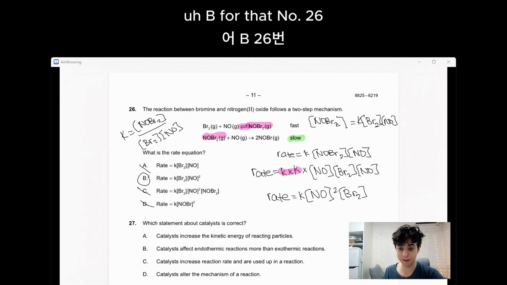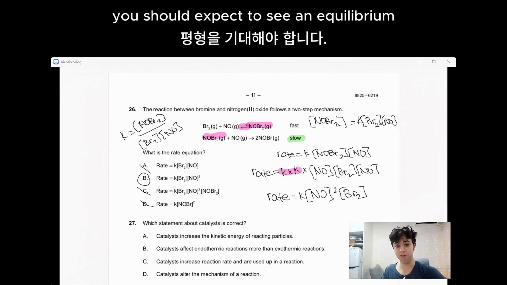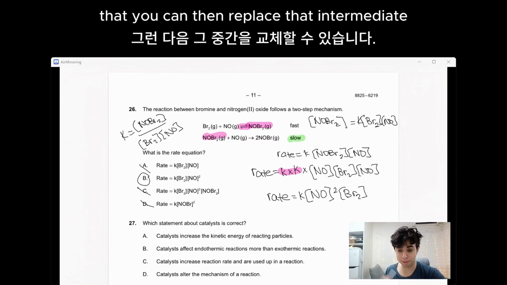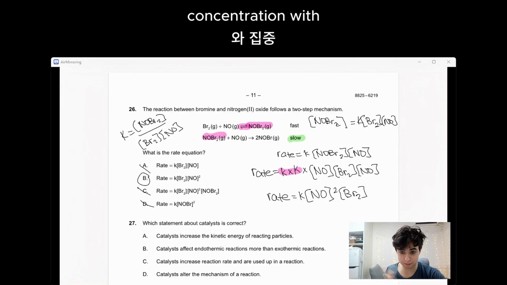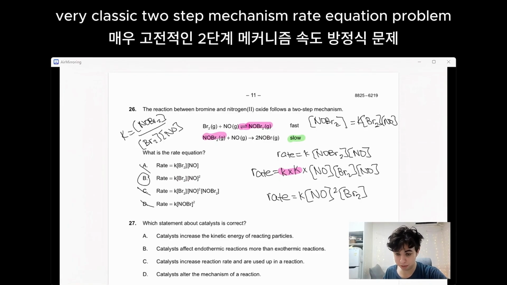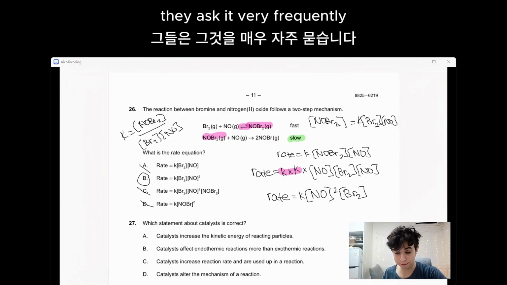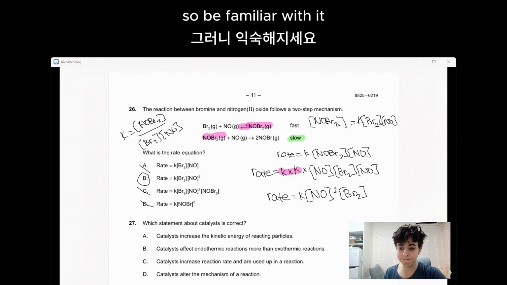number 26. Every time you see an intermediate, you should expect to see an equilibrium that you can then replace that intermediate concentration with. Very classic two-step mechanism rate equation problem. They ask it very frequently, so be familiar with it.